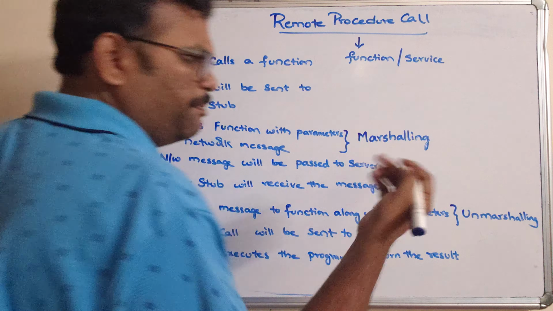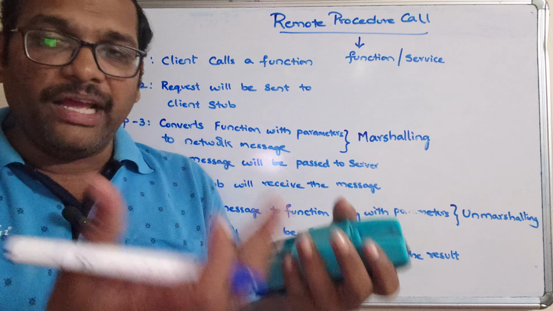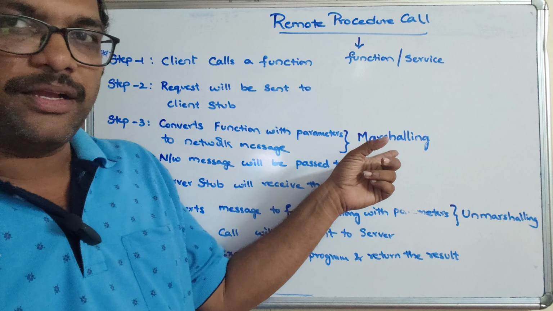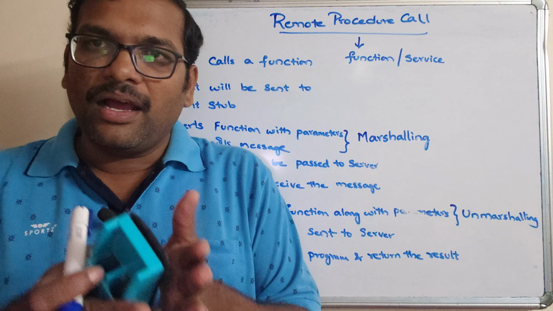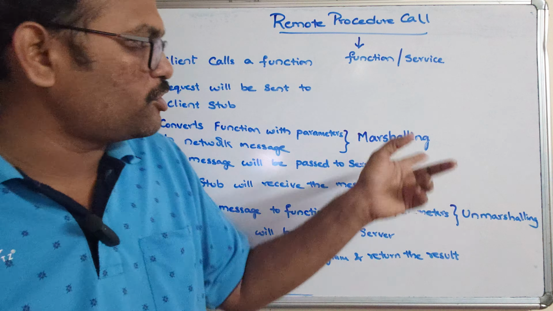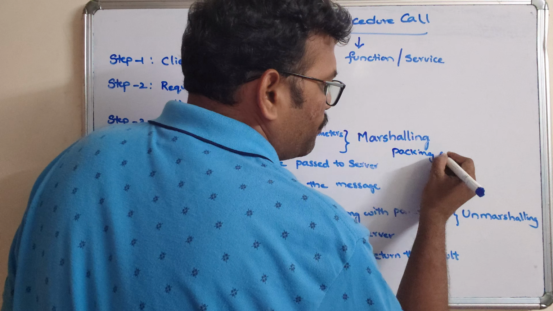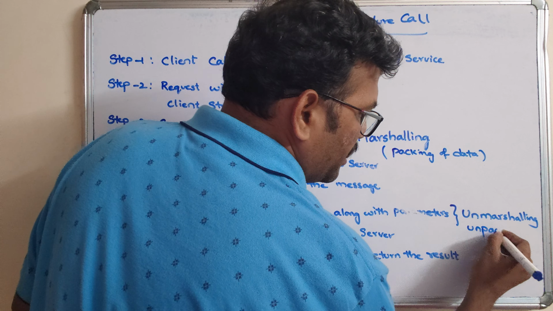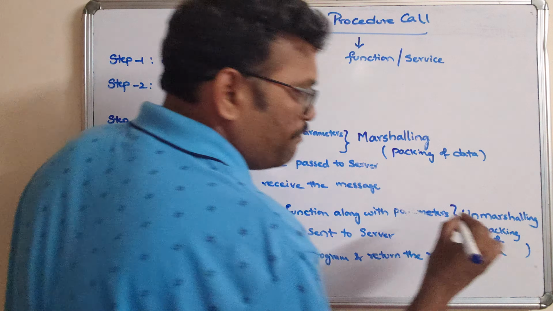Unmarshalling. A simple example for marshalling: before you send any courier, what happens? The complete data will be packed with the labels, right? So that is called marshalling. Once the packet or the order is received, the receiver will be unboxing the data, right? So packing of data is called marshalling, and unpacking of data is called unmarshalling.